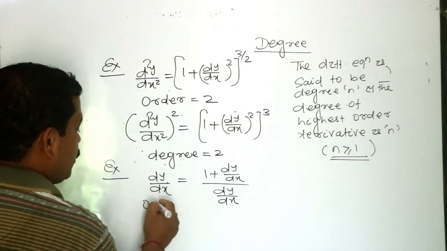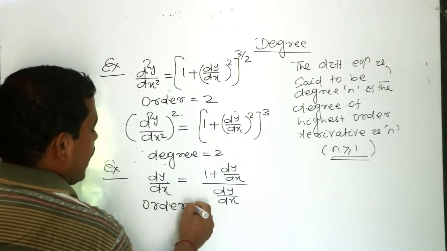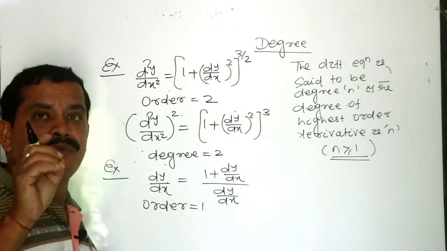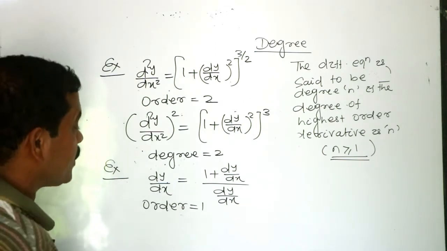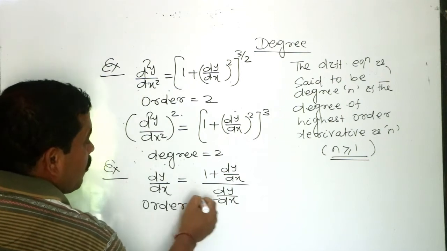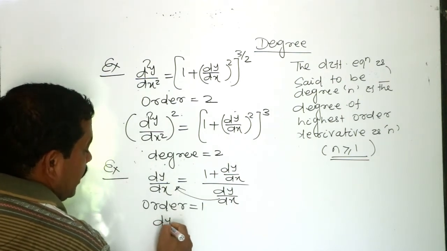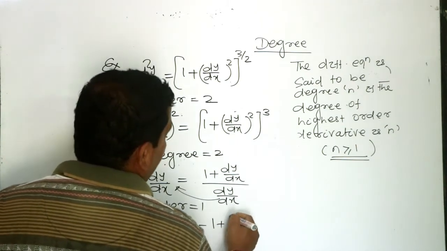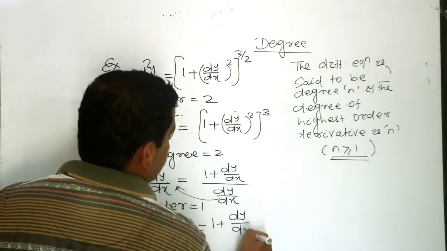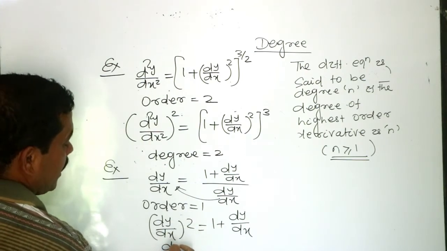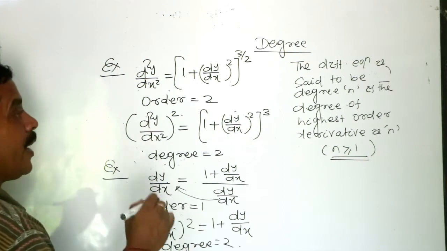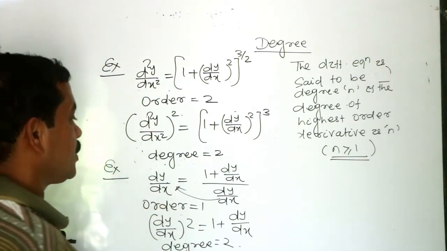Here order is 1, clear, because the highest order derivative is the order of the differential equation. Now we have to find the degree of the differential equation. Now we have to multiply here, that is dy by dx whole square equals to 1 plus dy by dx. So the degree of the differential equation is 2. That is the order and degree of the differential equation.